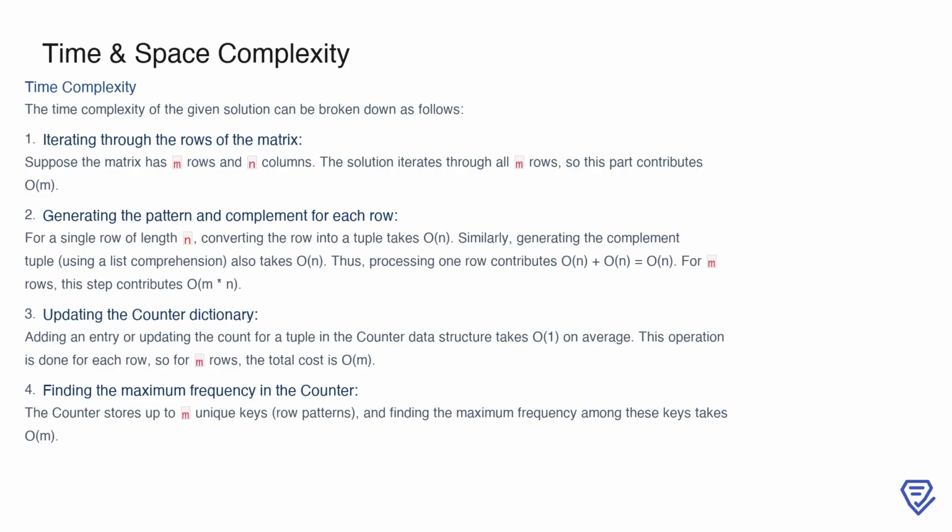Additionally, each row's pattern is added or updated in a counter dictionary. Since dictionary updates have an average complexity of O(1), and we perform this operation for each row, the total cost for this step is O(m). Finally, finding the maximum frequency among the dictionary's keys involves checking up to m keys, which takes O(m). These steps together give us the overall time complexity, which we will summarize next.